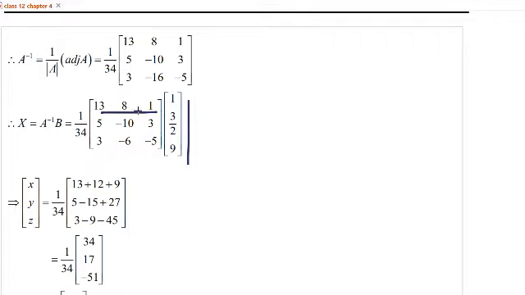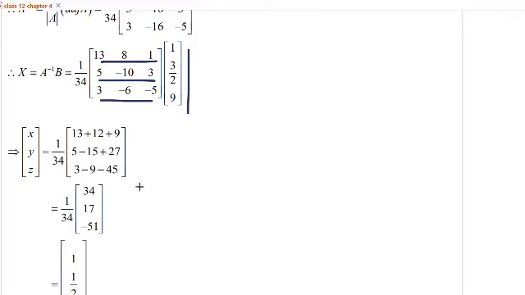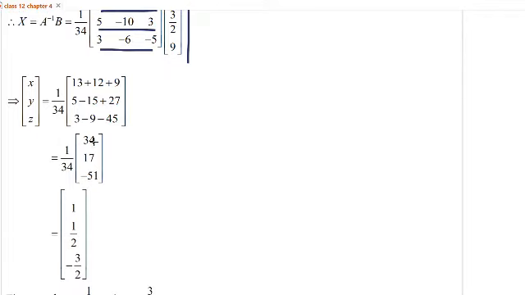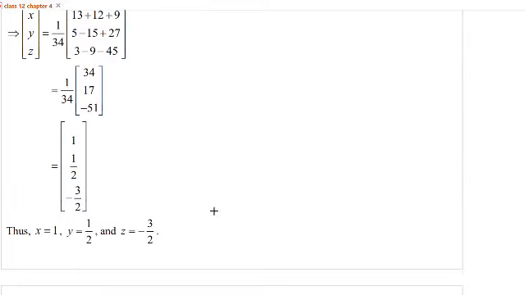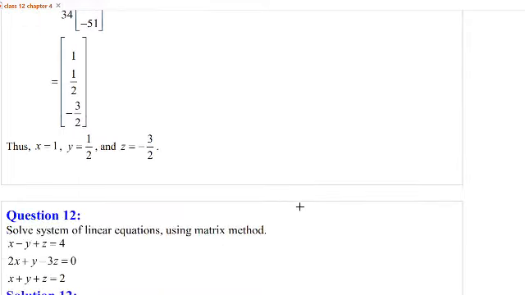13 ones are 13 and 24 by 2, that is 12, and 1 9s are 9, okay. Then second row, 5 ones are 5 minus 30 by 2, that is minus 15, and 3 9s are 27. And then last row, 3 minus 18 by 2, that is minus 9, and minus 45. Simply adding them up, and outside there is 34. 34 by 34 is 1, 17 by 34 is half, and minus 51 by 34, cancelling them by 17, 17 3s are 51 and 17 2s are 34. Final answer will get X, Y and Z.